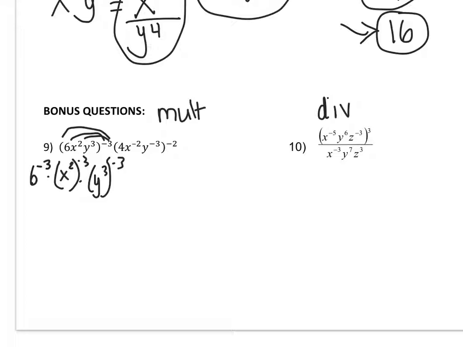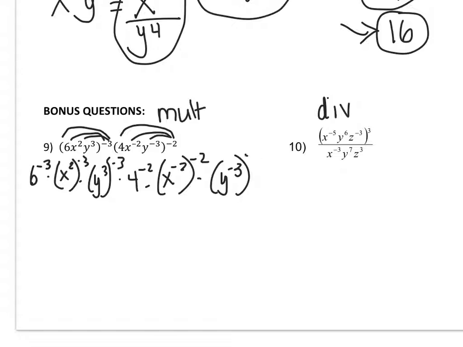And we're going to apply this power of -2 to all three pieces in this set of parentheses, leaving us with 4 to the -2 times x to the -2 raised to the -2 times y to the -3 raised to the -2. I really haven't done anything except remove these parentheses and apply the exponents to all the pieces inside. Now, here's a negative exponent.